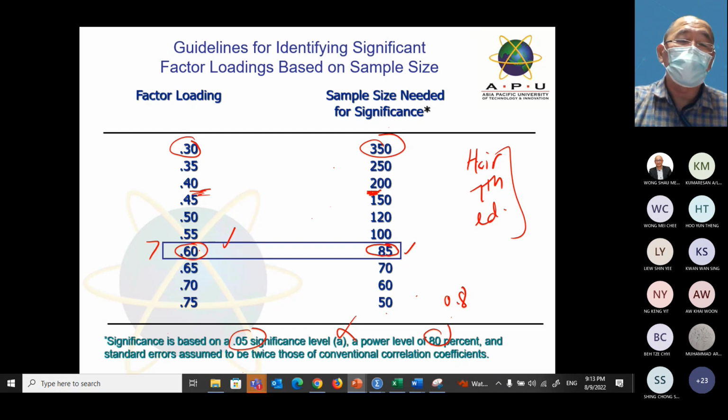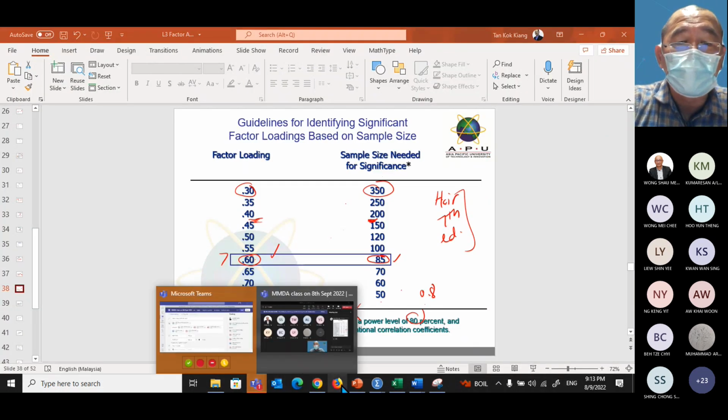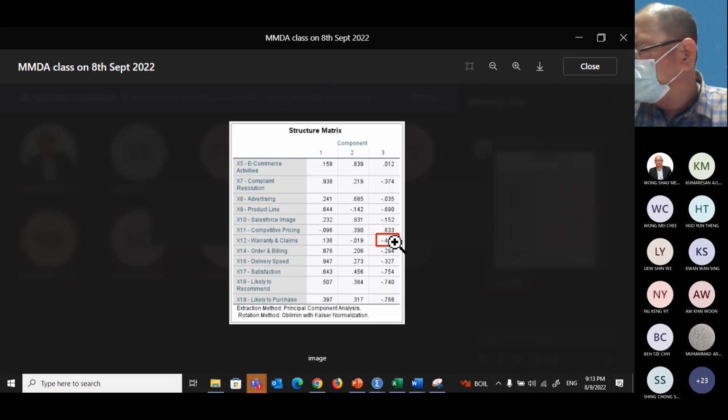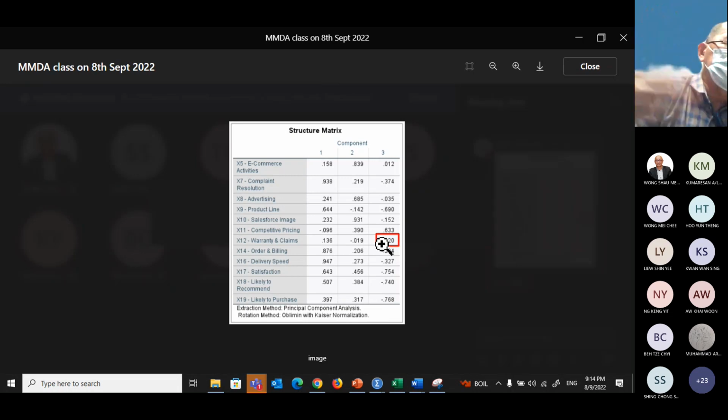Not significant, correct? So we should exclude it from our factor 3. Yes, correct, we should actually remove this. Now we see which one is the smallest factor loading. Is it 0.42? Any others? Because we should remove the smallest first. Negative 0.42 is the smallest, therefore we can remove this first, then do the testing again.